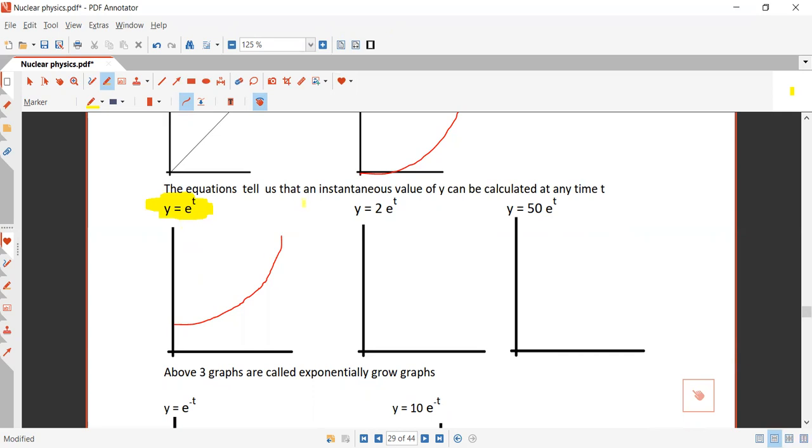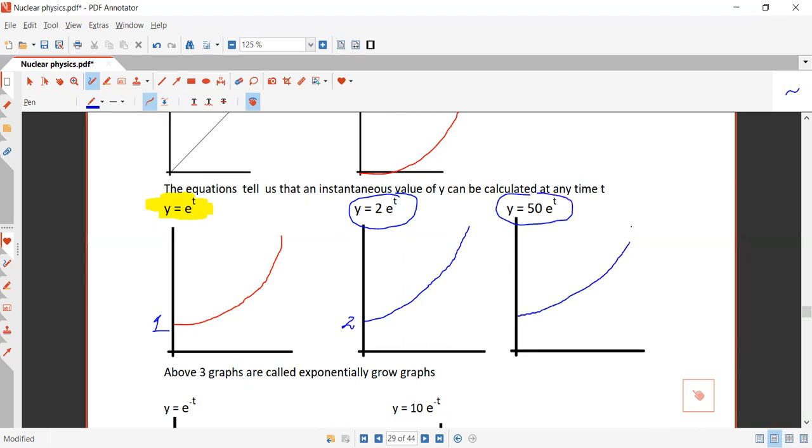Okay, so this graph starts from 1, right, students? So the starting position of the graph is going to be 1. And if we want to plot 2 times e to the power t, then the graph is going to be the same shape, but it's going to start from 2. And if we have y equals 50 times e to the power t, then the graph is going to start from 50 with the same shape. So it means the coefficient is going to be the starting position of the graph.